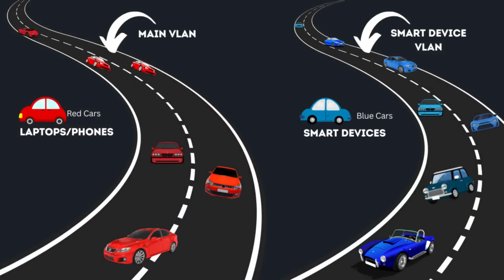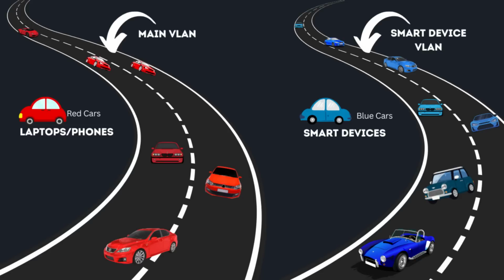All right, so when we talk about VLANs, we're talking about separating that traffic. Let me show you what I mean. So we're going to take the same network that we had, but we're going to implement some VLANs. We have our main VLAN over on the left-hand side, and we've stuck all of our red cars over there. Those are going to be, like I said, our laptops, our phones, maybe a work computer, things like that. We're going to put them in their own lane, okay? And then we're going to create a completely new highway or VLAN or network, whatever you want to call it, and we're going to stick all of our smart devices in there, the Christmas tree smart plug, the thermostats, things like that. We're going to stick them on their own road.